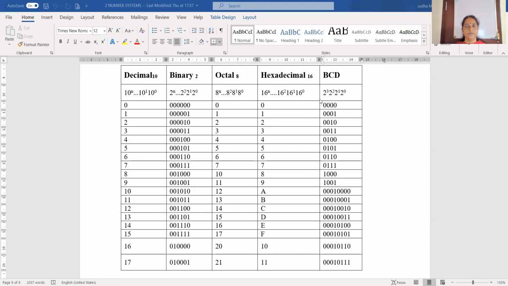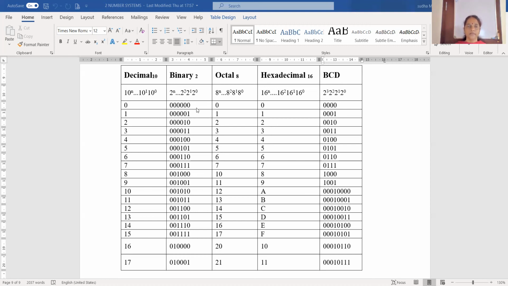Okay. BCD has only 4 weights, so it is called the 8421 code. That is 2 to the power 0, 1, 2, and 3. 2 to the power 4 is not there in BCD. It has only 4 weights: 8, 4, 2, and 1.